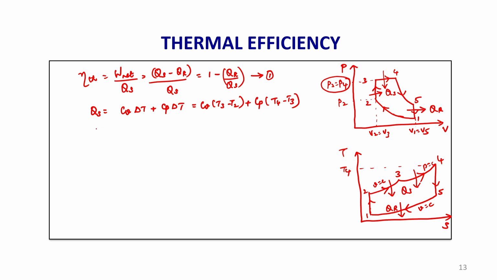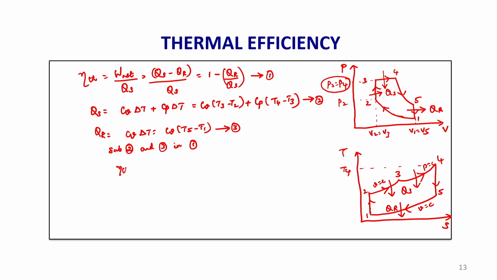Heat rejected is, heat is rejected during the process 5 to 1, during which the volume is constant. So, you have to write Cv only into delta T, that is higher temperature is T5, lower temperature is T1. So, Cv into T5 minus T1. So, let this be equation number 2, this be equation number 3. Substitute equation 2 and equation 3 in equation number 1.